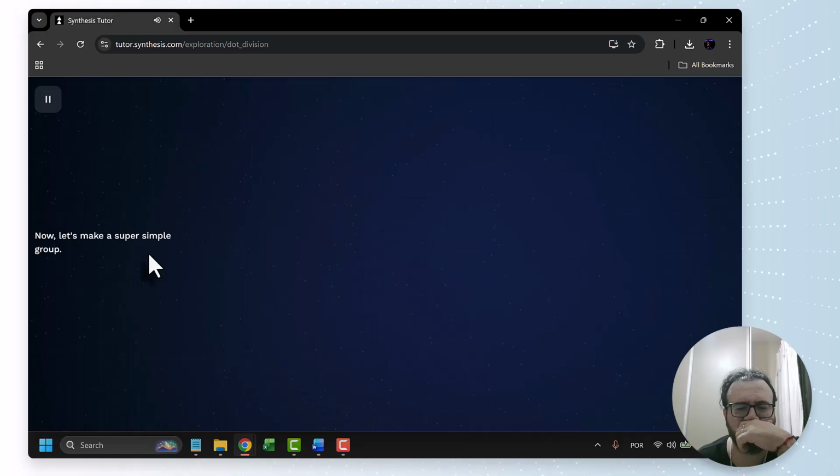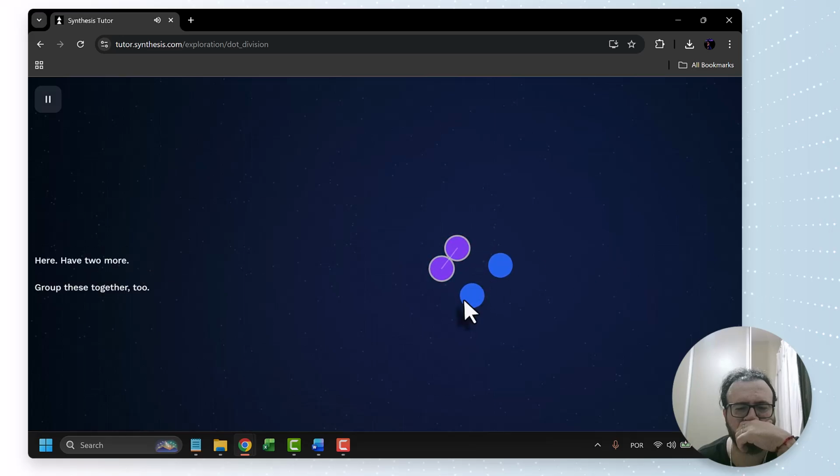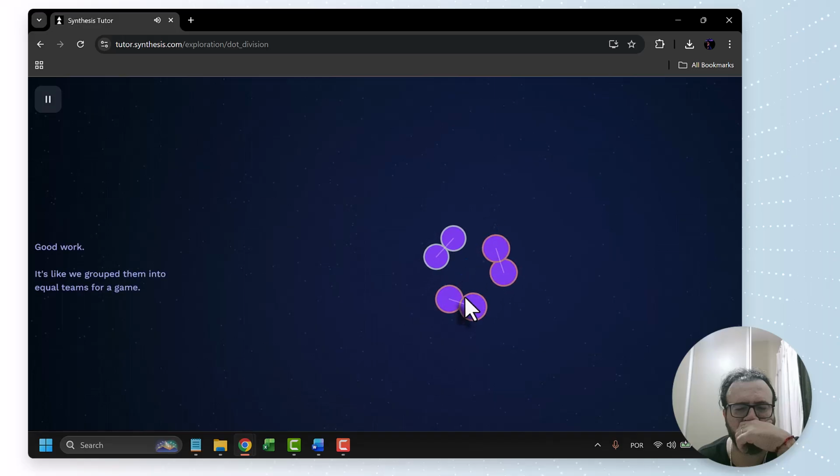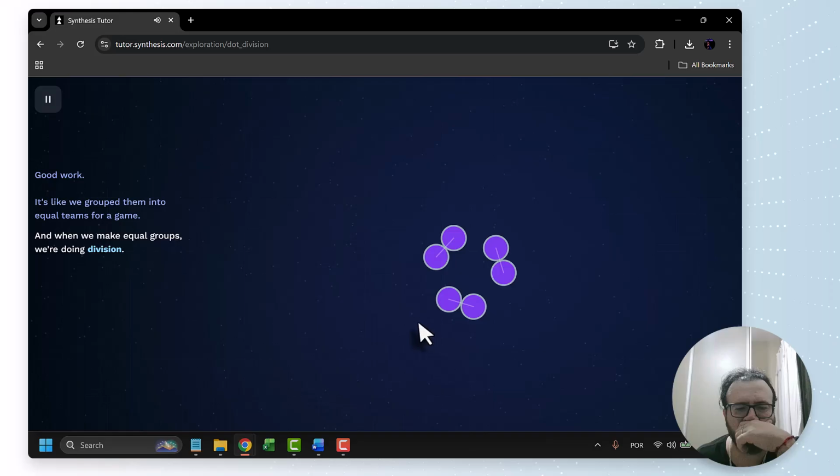Now, let's make a super simple group. Here are 2 dots. Go ahead and pair them up. They're besties. Here, have 2 more. Group these. Do it again. Good work. It's like we group them into equal teams for a game. And when we make equal groups, we're doing division.